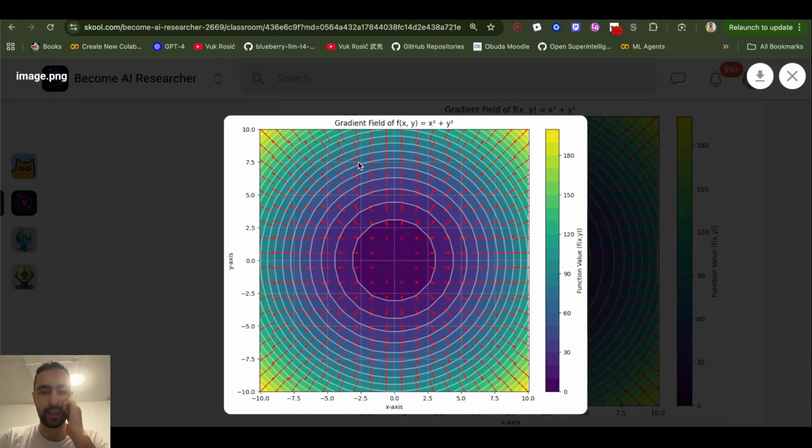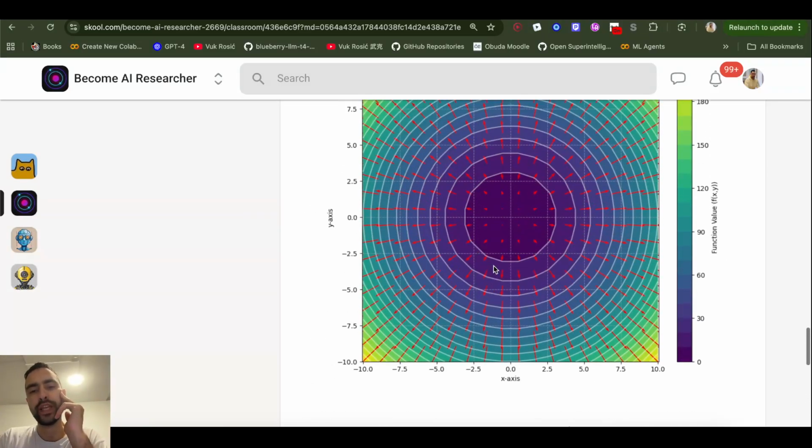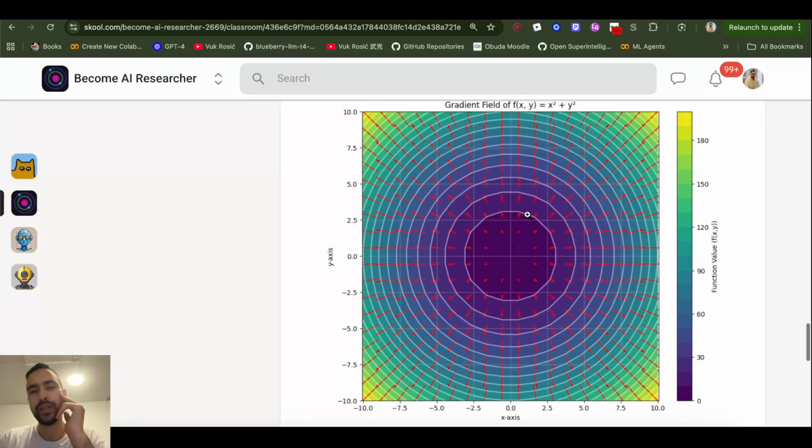You can take a look a little bit. And the longer the arrow means it's steeper, you will climb more. And in here in the middle, arrows are very short because it's very flat. So you will not actually climb that much if you move around. So why do we need this? Why do we need to know, if we have some function, where is the lowest point?